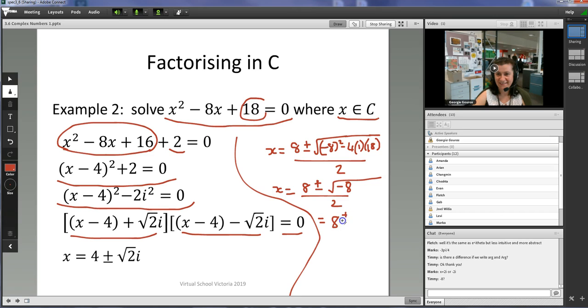which we know we can also express as 8 plus or minus 8i squared. And then we can simplify this as well. Are you fine with that? So you could have used the quadratic formula if you didn't feel like doing all this algebra. I wouldn't blame you one bit.